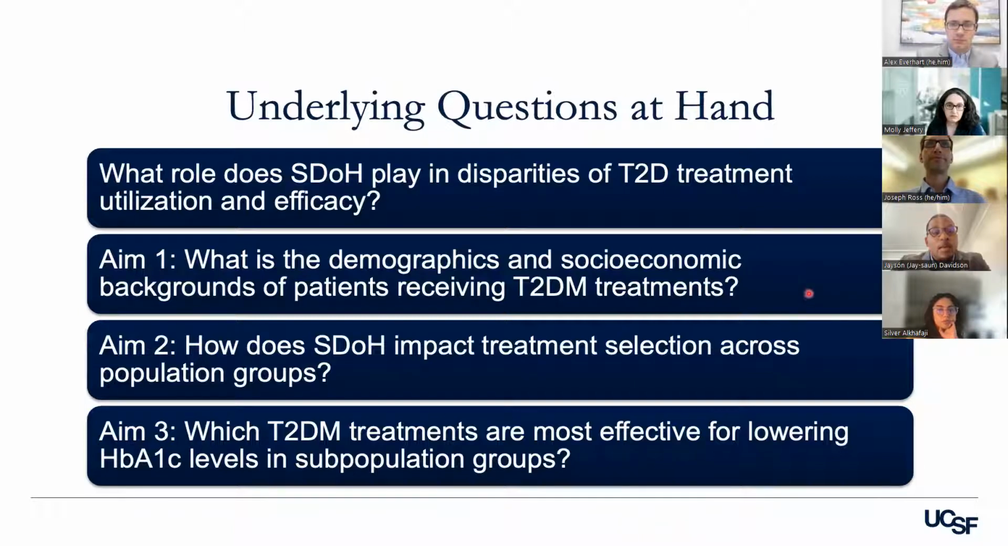In aim one, we will answer: what are the demographic and socioeconomic backgrounds of patients receiving type 2 diabetes treatments? How do social determinants of health impact treatment selection across population groups? And which type 2 diabetes treatments are most effective for lowering hemoglobin A1C levels in subpopulation groups, to determine treatment efficacy? So we ask ourselves, what metrics can we use to understand the underlying causes of treatment selection and health outcomes, and how can we use social determinants of health to answer these questions?